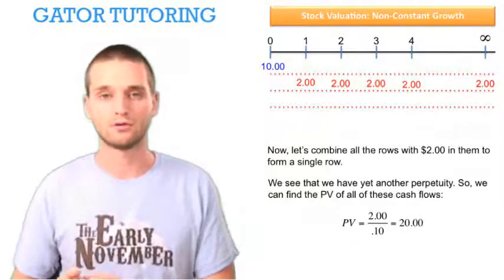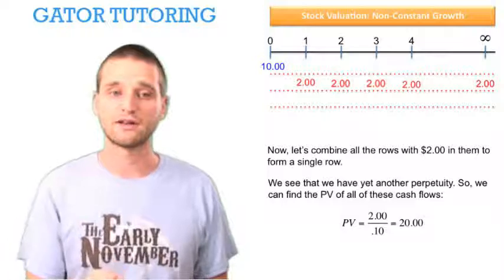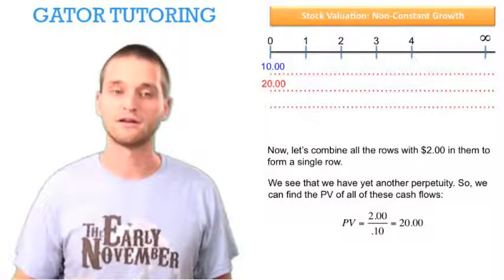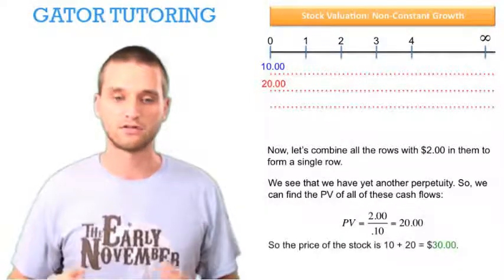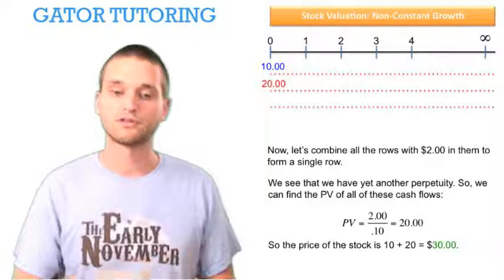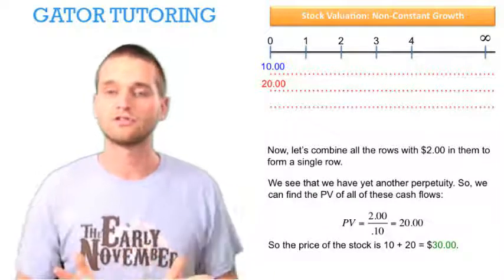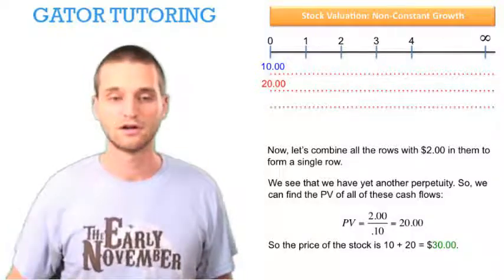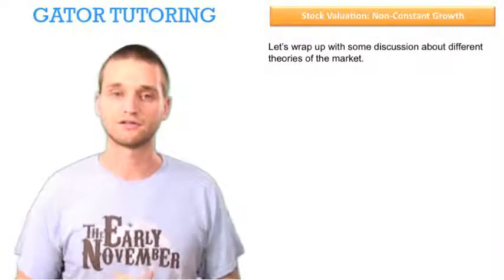One period before the first cash flow. In this case, the first cash flow occurs in year 1, so we're going to get that $20 evaluated in year 0. So the price of the stock is just the $10 from the original $1 dividends plus the $20, which represents all of those 20-cent increments that we're going to be getting starting in year 2 and going on to forever. So the total price of the stock is $30.